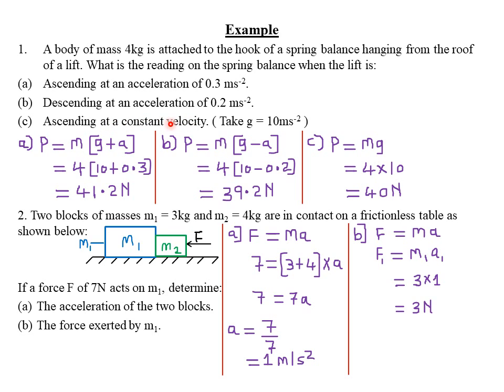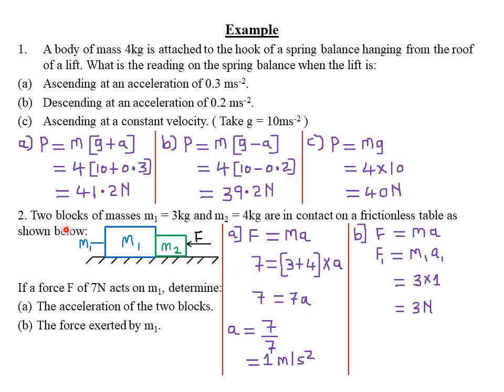Then part C, ascending, that is the lift ascending at a constant velocity. Remember, constant velocity is the same as saying uniform velocity, and therefore we know that if the velocity is uniform, the acceleration will be 0. Therefore, the term having ma will be 0. So the reading of the spring balance will just be the weight of that particular body, which is mg, because the term having ma has disappeared since a is 0. Therefore, P will be mg, which is the mass 4 kg times gravity 10, which gives us 40 Newton.